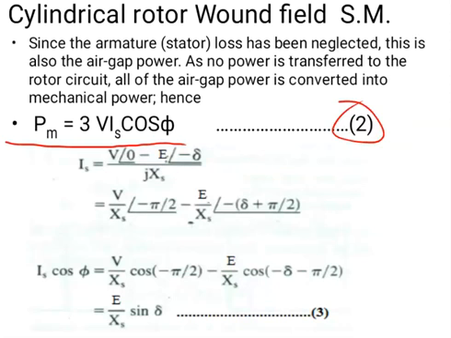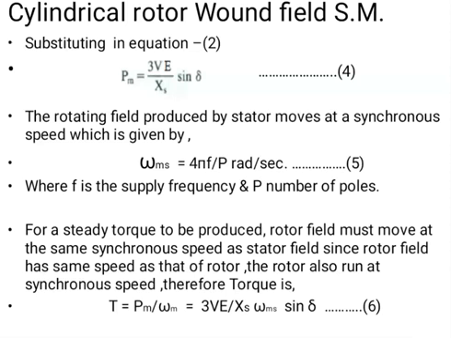Now the resultant will be E upon Xs sin delta. This is our third equation. Now substituting this value in equation number 2, we get Pm equals 3 V E upon Xs sin delta. So this will be our fourth equation.